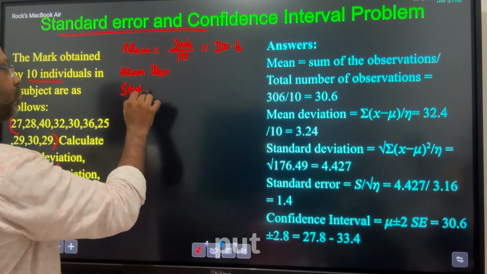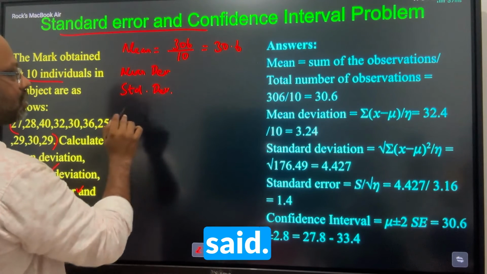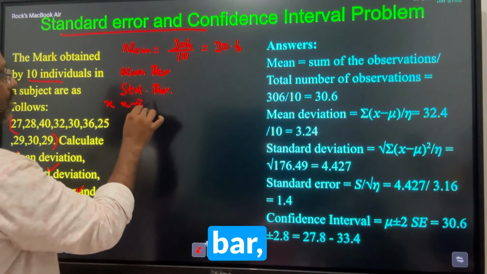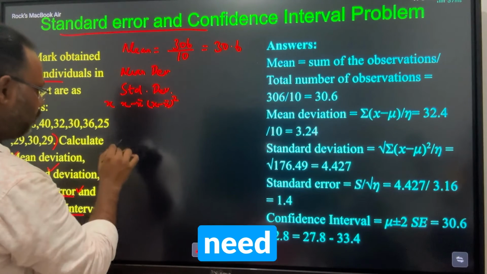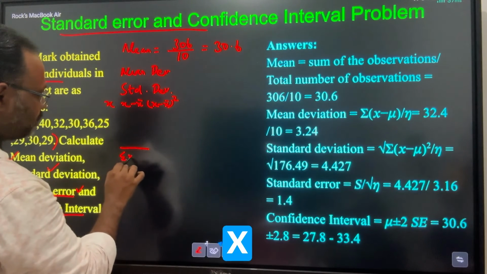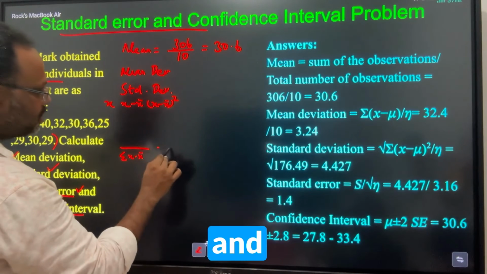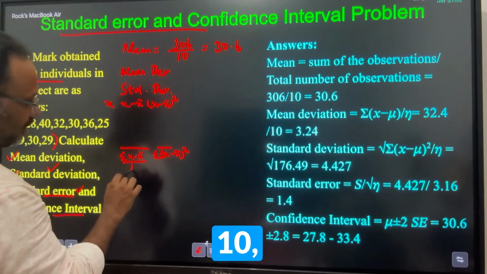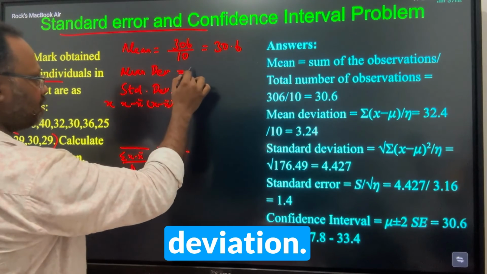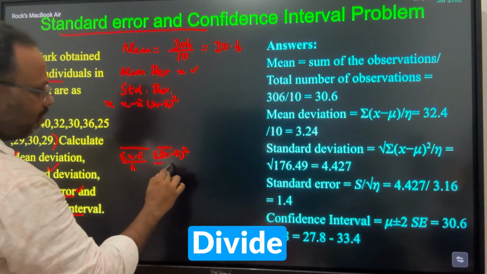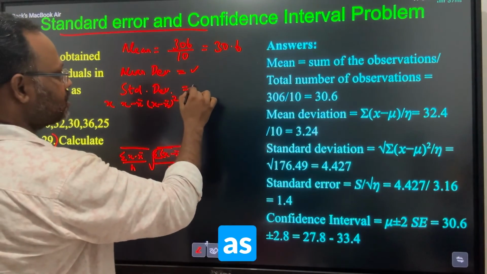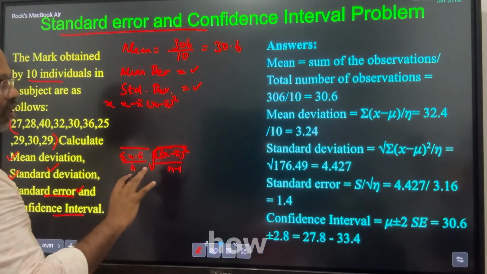For this, we need to put a table. That's what we have said. In that, we need to put x minus x bar, the whole square. Then we need to have a summation of the modulus of x minus x bar and summation of x minus x bar the whole square. If we divide the first with 10, that is called the mean deviation. If we divide the second with n minus 1 and take a square root, that is called the standard deviation. So that is how we calculate.